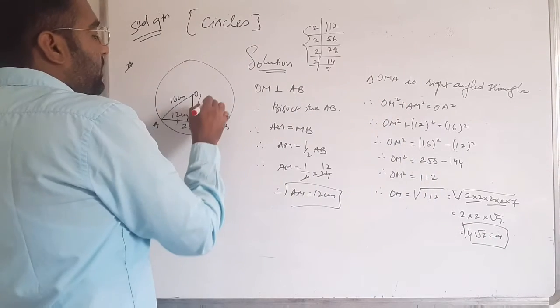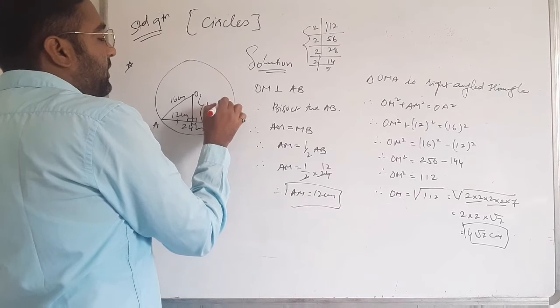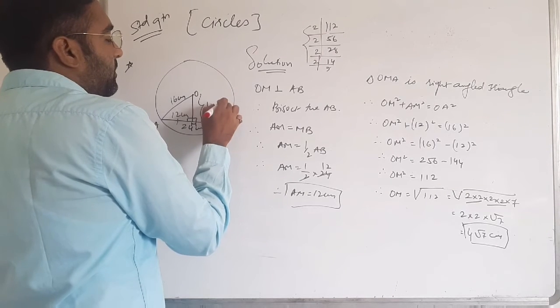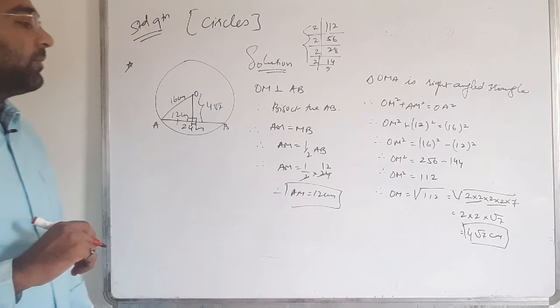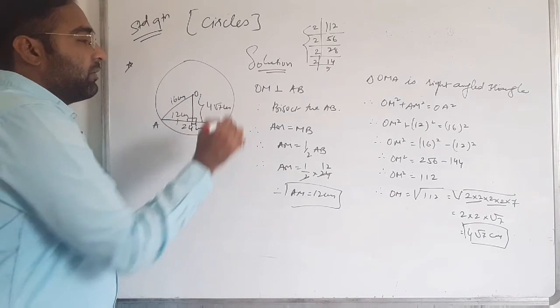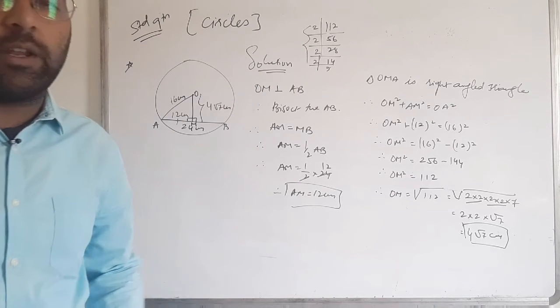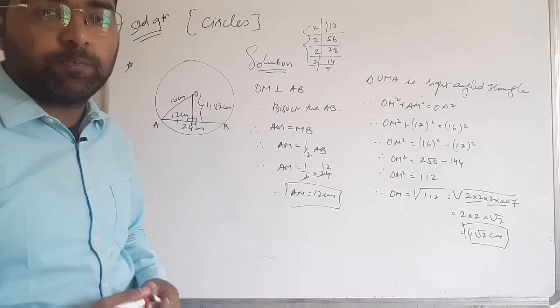Okay, so OM is 4 root 7 centimeter. Sorry, it's just centimeter, not centimeter square. Okay, so please note down this fast. So we have to move on to the next same kind of question.